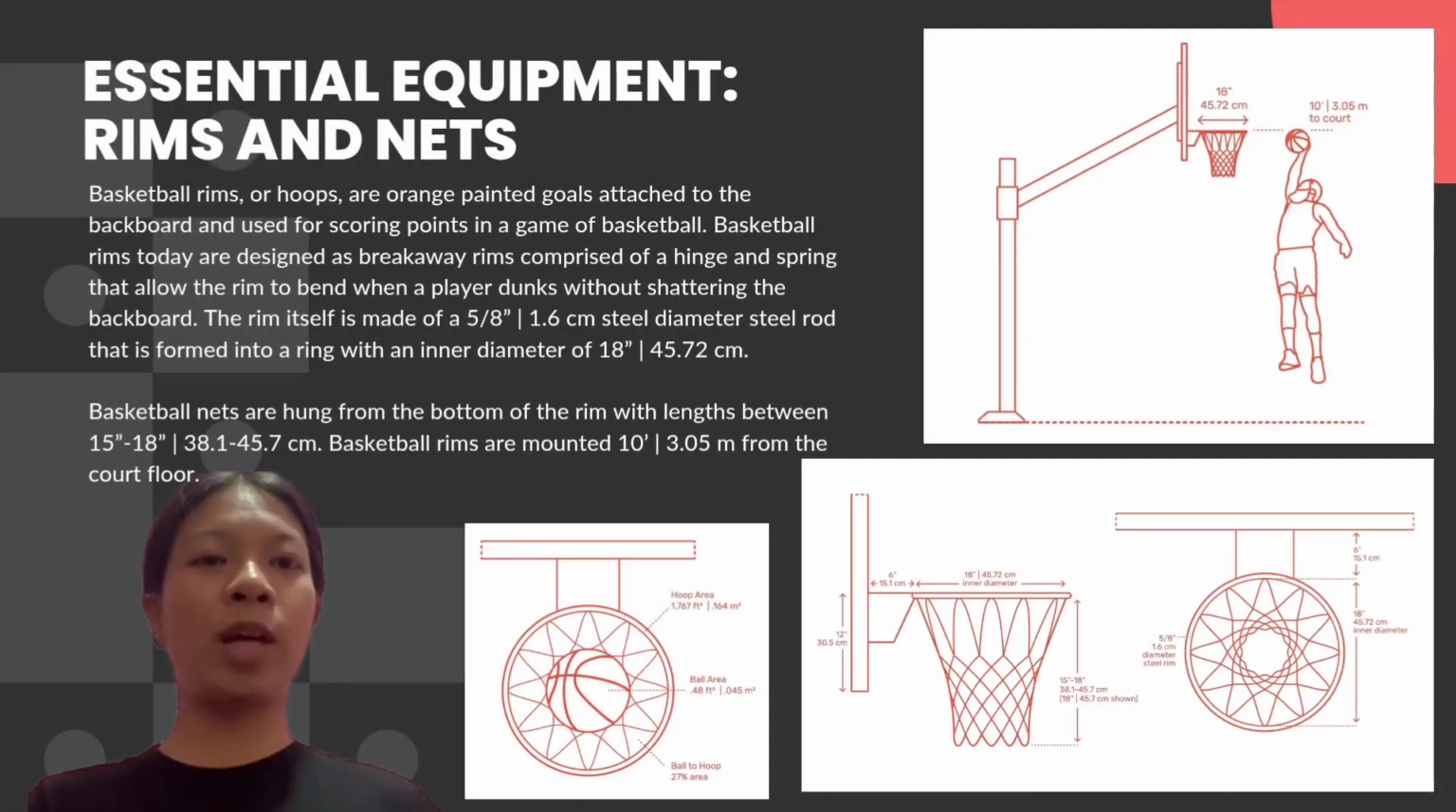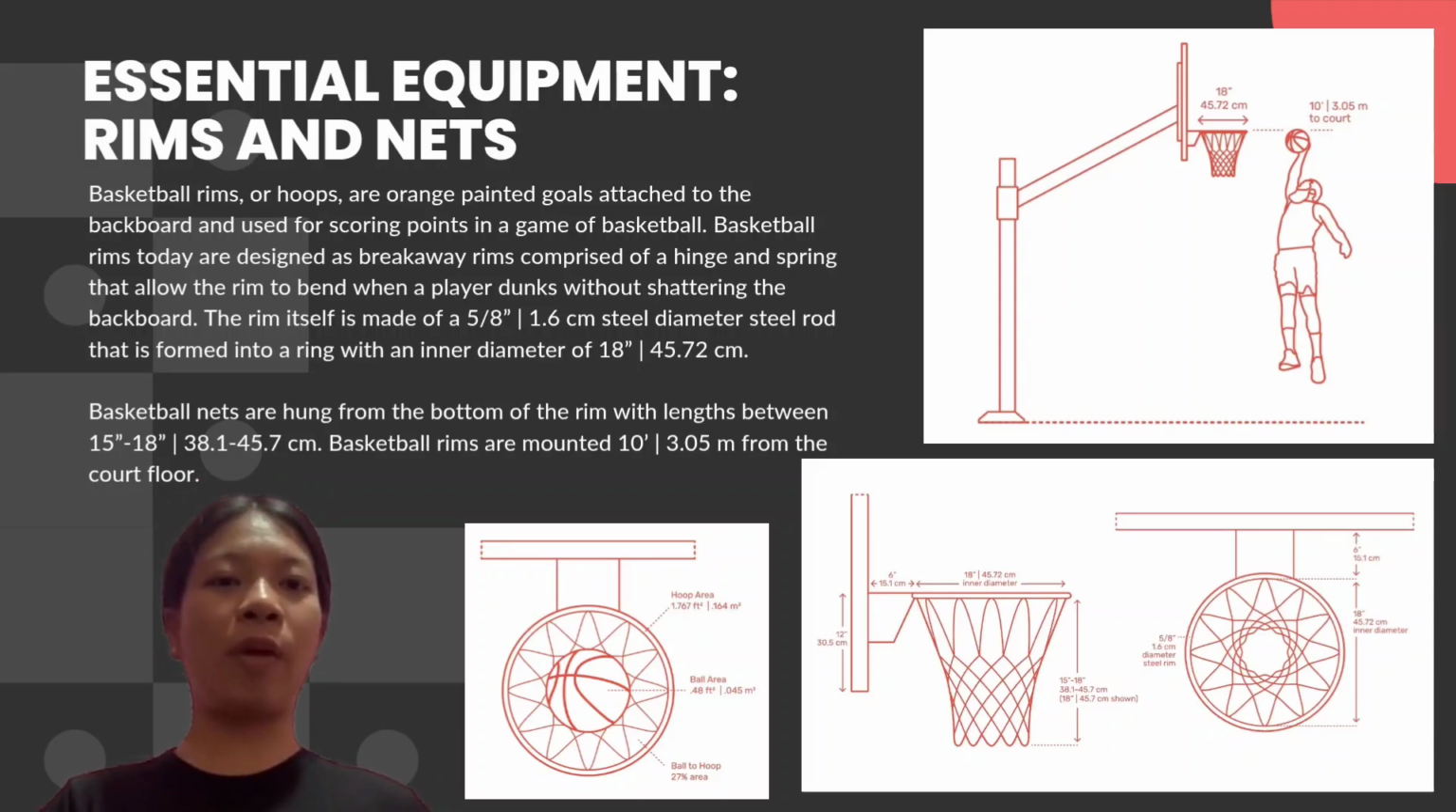Basketball rims or hoops are orange pointed goals attached to the backboard and used for scoring points in a game of basketball. Basketball rims today are designed as breakaway rims, comprised of a hinge and spring that allow the rim to bend when a player dunks without shattering the backboard. The rim itself is made of a 5/8 inch or 1.6 cm diameter steel rod that is formed into a ring with an inner diameter of 18 inches or 45.72 cm.